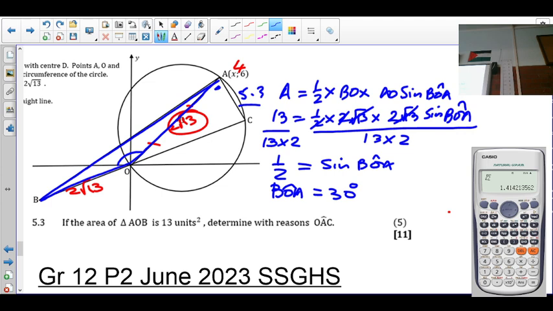Okay? However, as you can see, this is an obtuse angle here, not so. So this is only a reference angle. This is one of those cases where it's an obtuse angle. Can you see that, people? So therefore, the size of BOA is simply 180 minus 30, which is 150 degrees, which is this angle here.